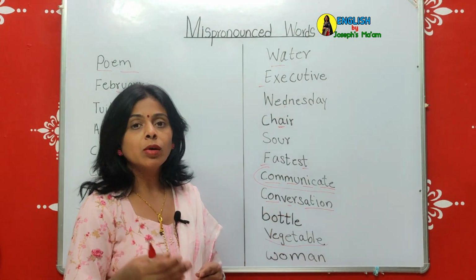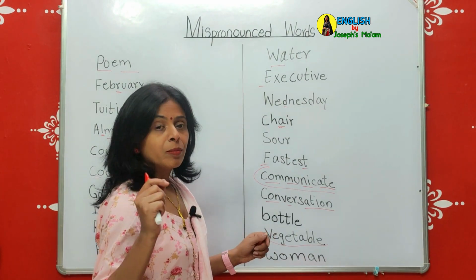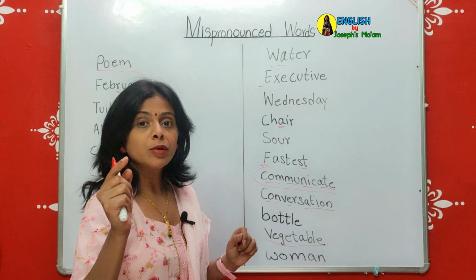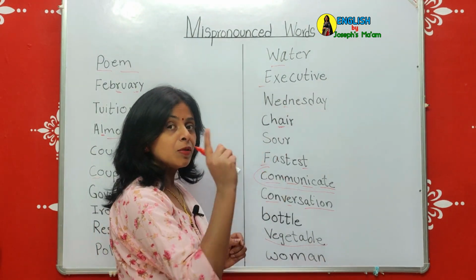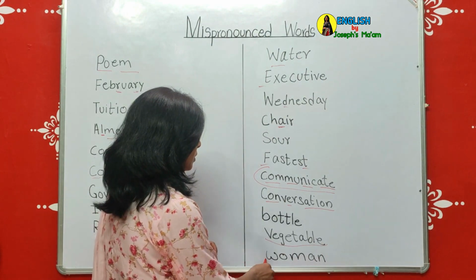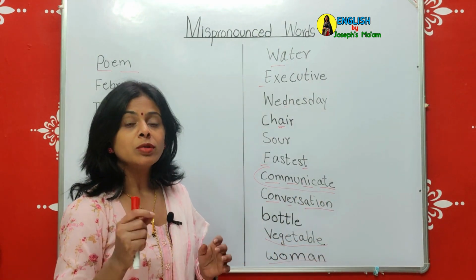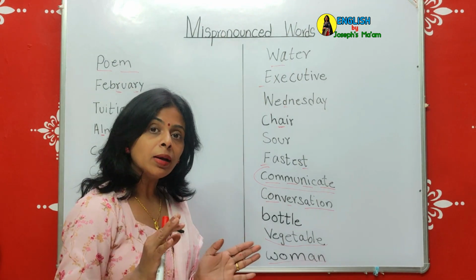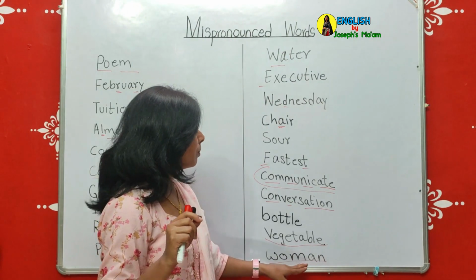Most of us say this word vegetable wrongly. That is wrong. We will say vegetable. Next is woman. You will say woman, and woman and women are different.